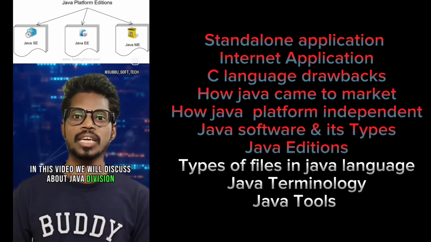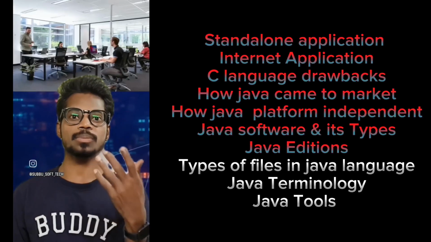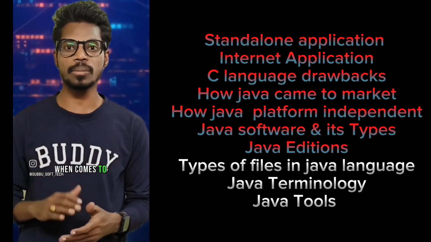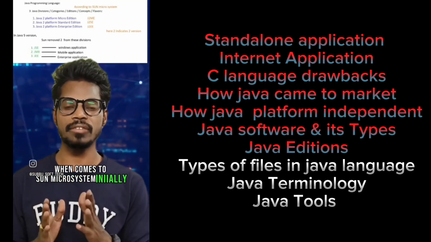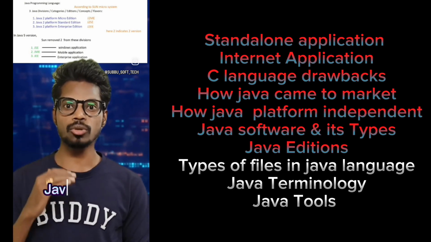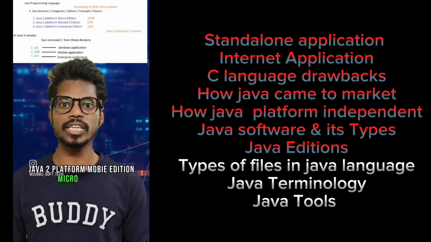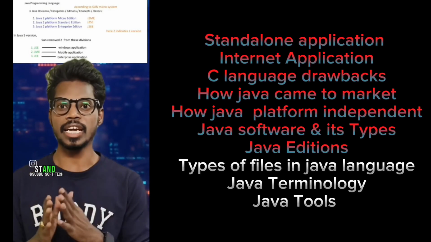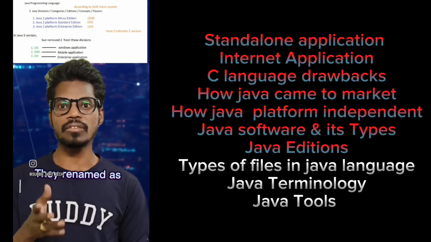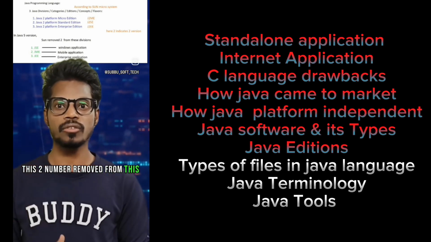Java divisions. As per Sun Microsystems, one type of division is available, and as per the software industry, another type of division is available. Initially Sun Microsystems divided it as J2SE, J2ME, J2EE: Java 2 Platform, Standard Edition, Micro Edition and Enterprise Edition. After the 5th version, they renamed them as Java SE, Java EE, Java ME. The number 2 was removed from the divisions.